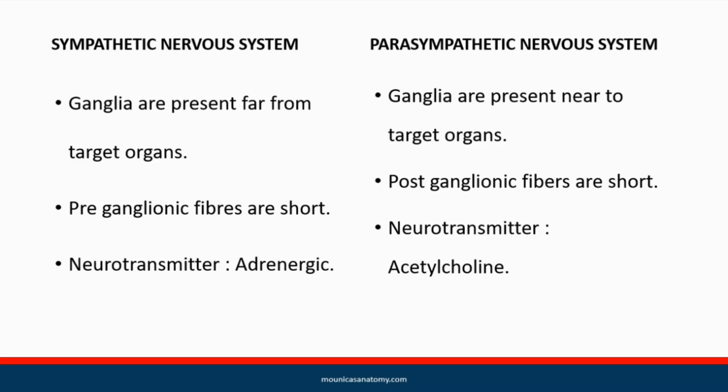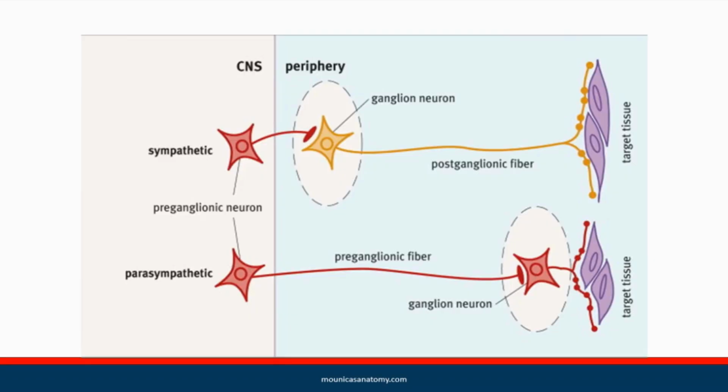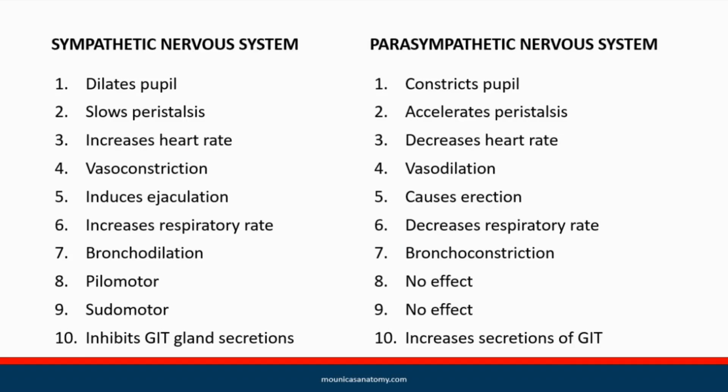Preganglionic fibers are short in sympathetic and longer in parasympathetic. Neurotransmitter is adrenergic in sympathetic, cholinergic in parasympathetic. Sympathetic nervous system dilates pupil, slows peristalsis, increases heart rate and respiratory rate, vasoconstriction, bronchodilation, pilomotor, pseudomotor. Parasympathetic nervous system constricts pupil, accelerates peristalsis, decreases heart rate and respiratory rate, bronchoconstriction.